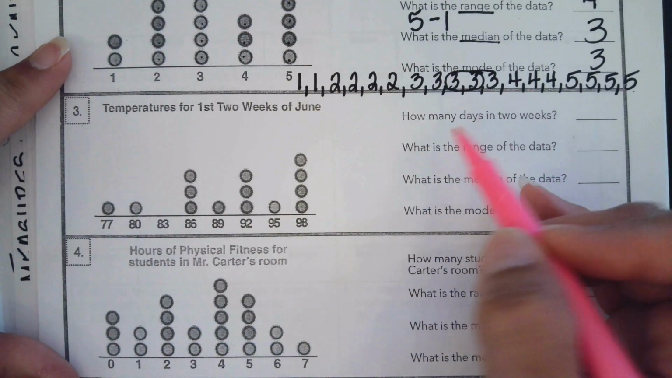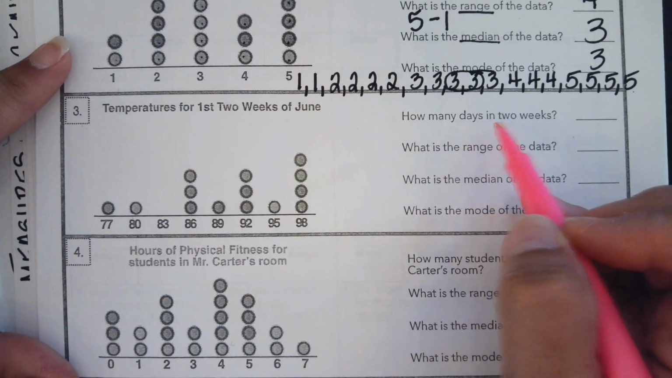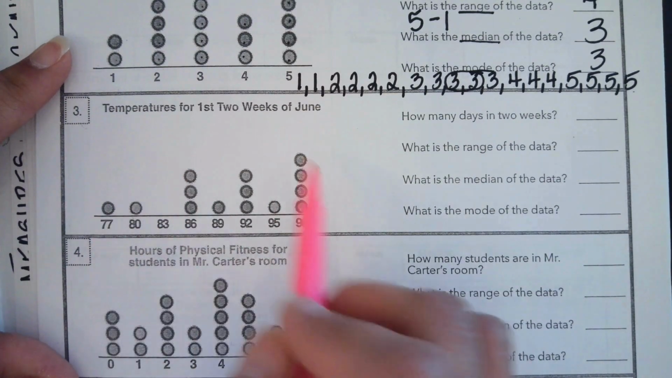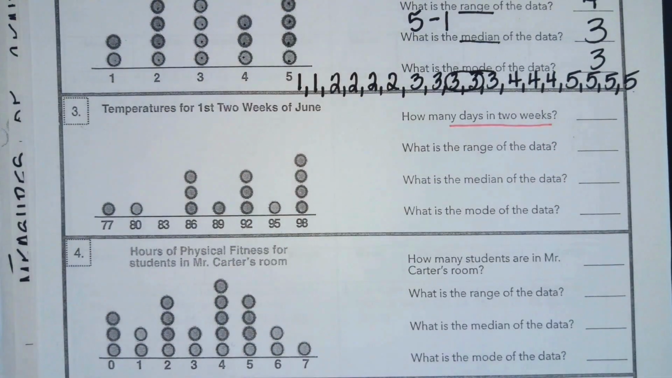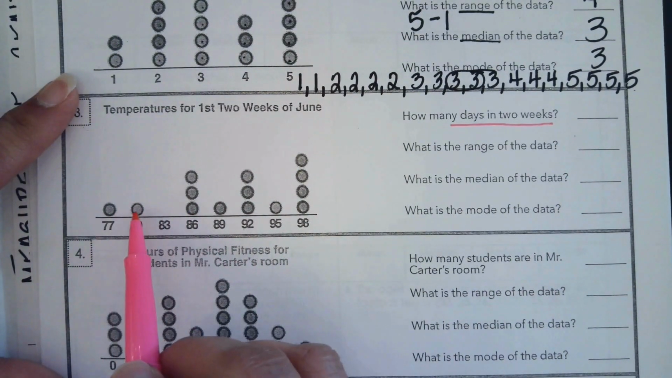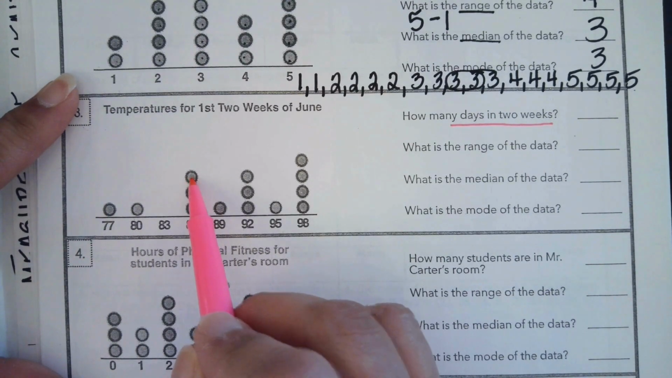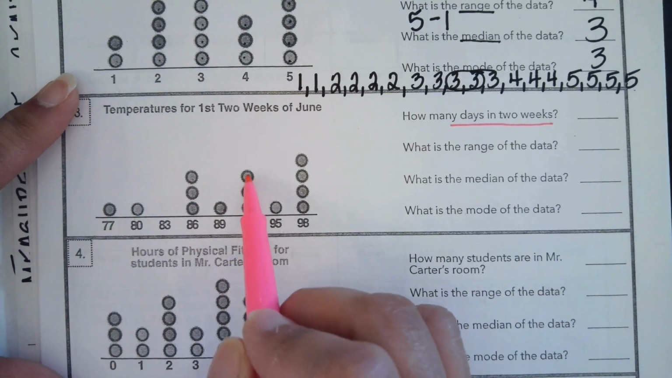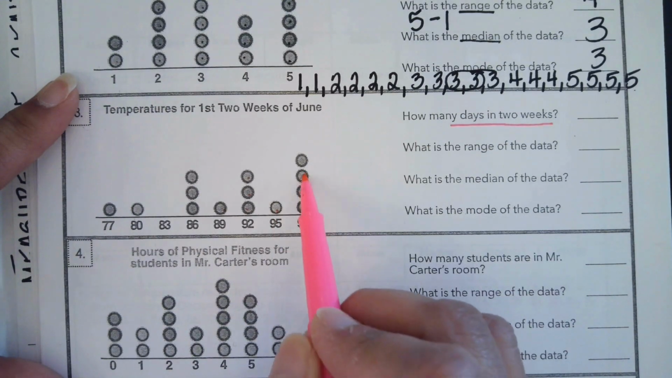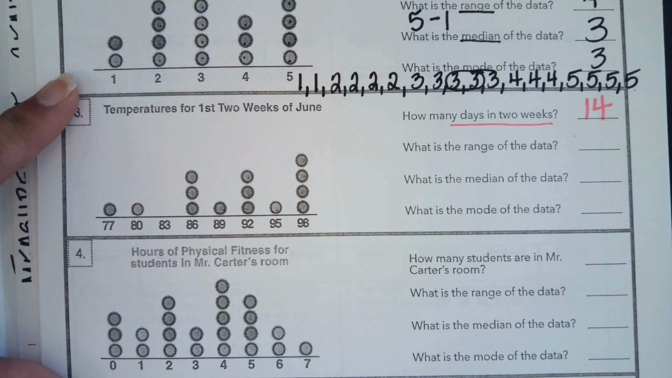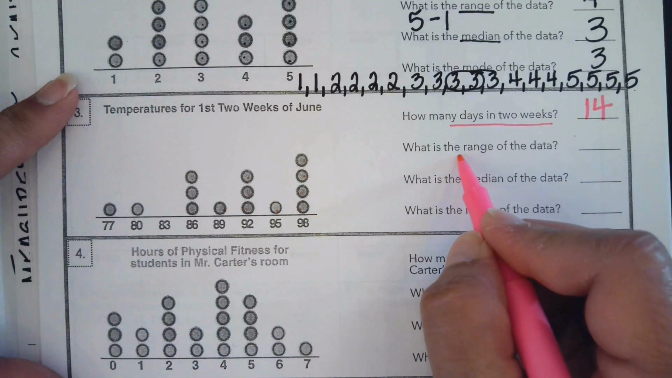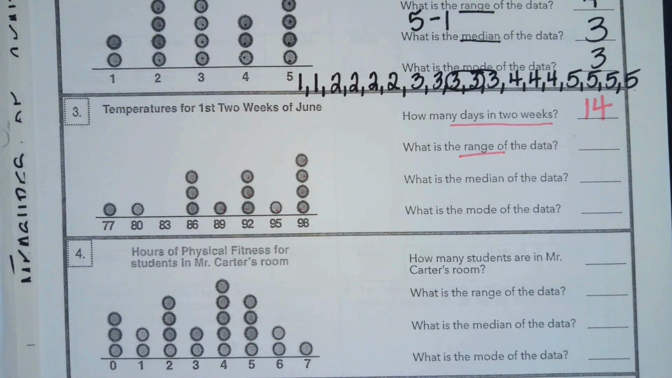And so the first thing it says is how many days in 2 weeks. So how many days, looking at our dot plot, are we looking at for our data? How do we find that out? Add all the dots or count all the dots. So I have 1, 2, 3, 4, 5, 6, 7, 8, 9, 10, 11, 12, 13, 14. So I have 14 days.